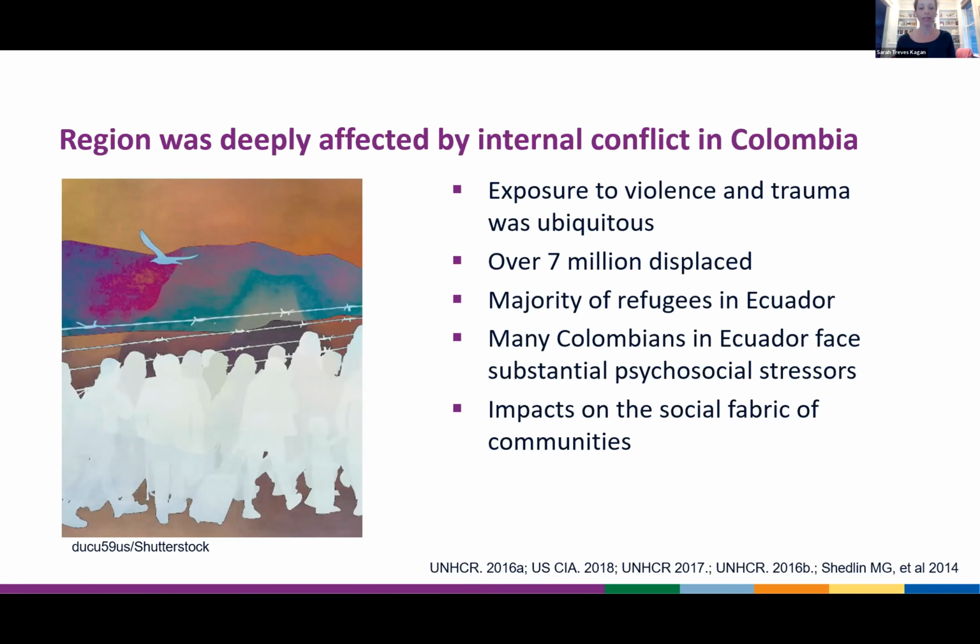The conflict also resulted in over 7 million displaced people. Most were internally displaced, meaning they were forced to move to other parts of Colombia. But hundreds of thousands of refugees fled the country. Most of those refugees relocated to Ecuador. And unfortunately, over the decades, Ecuadorian public sentiment towards Colombians soured. And Colombians face severe psychosocial stressors, such as discrimination, poverty, and violence in Ecuador. And of course, the conflict also had significant impacts on communities, stressing social fabric and safety nets of the community.